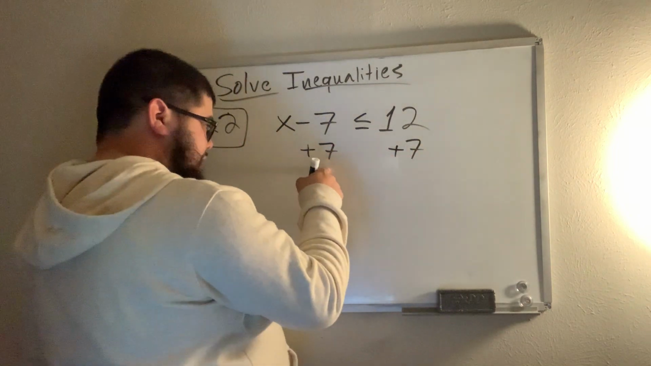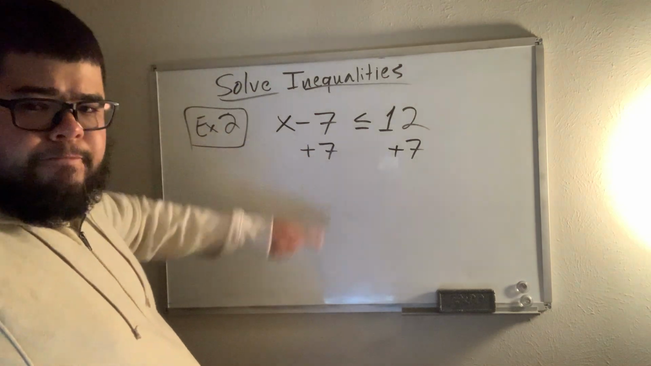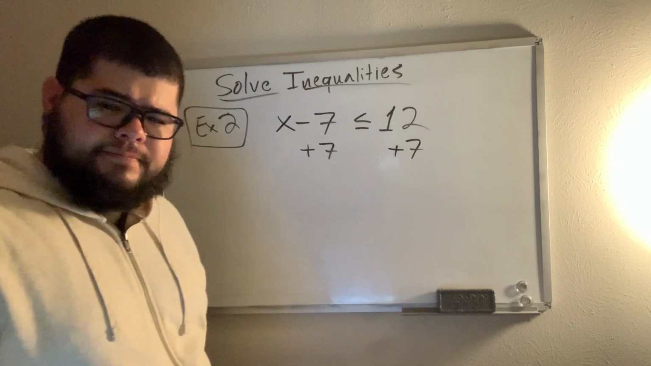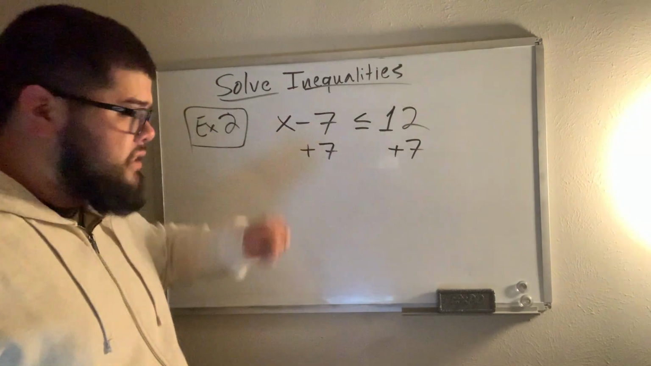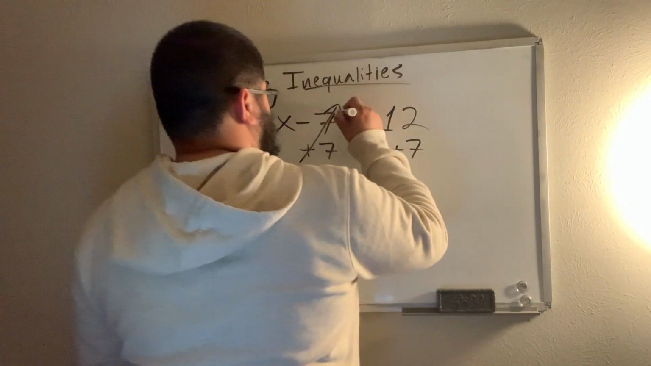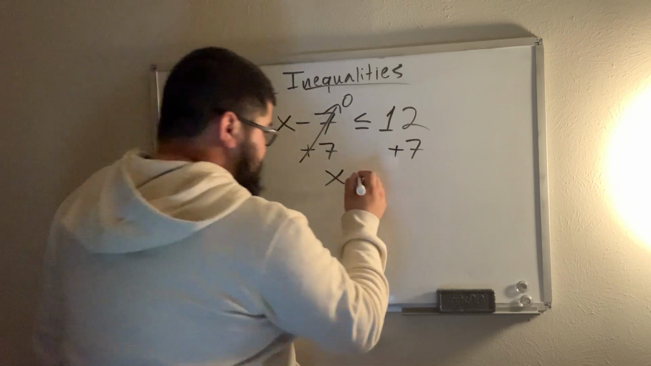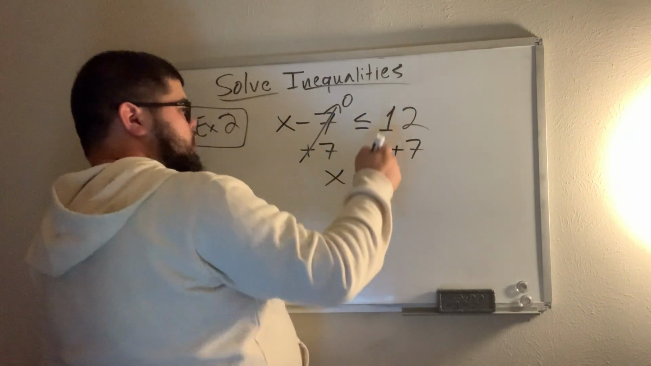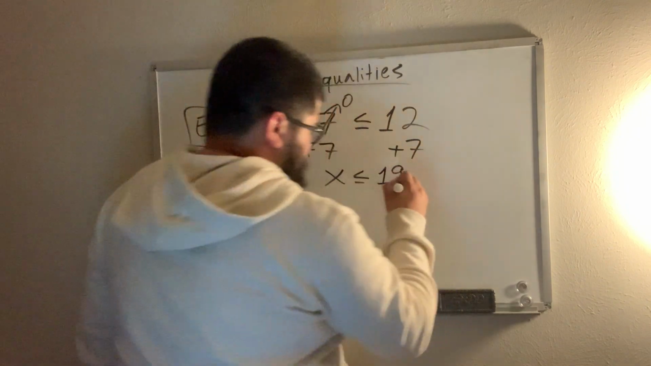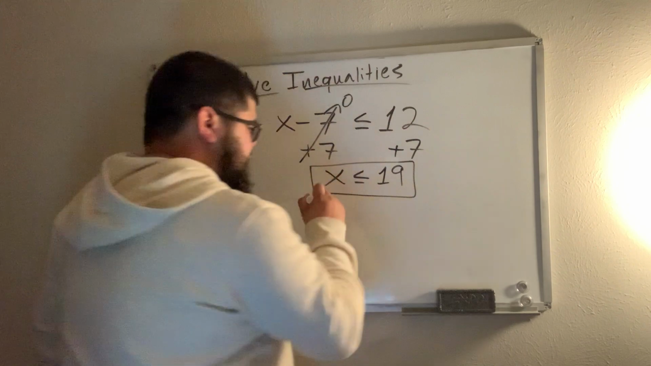Negative 7 plus 7, right? Owe $7, you pay $7 back. Or move to the left 7, move back right 7. What are you going to get? 0, right? And so x plus 0 is just x. The less than or equal sign comes down as well. What is 12 plus 7? 19. So we end up with this inequality right here.